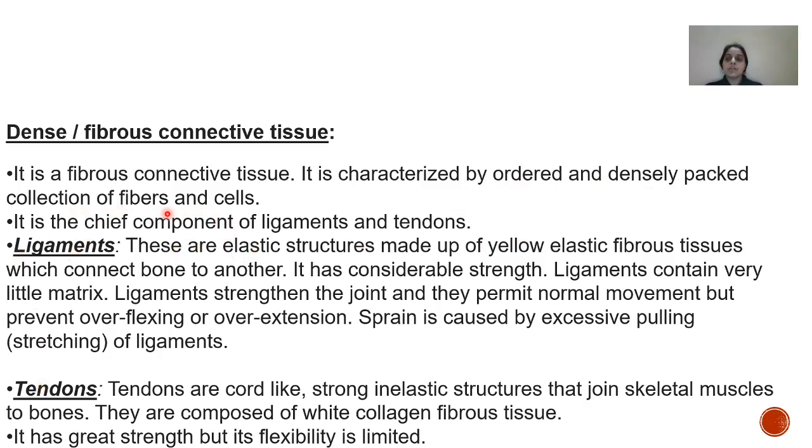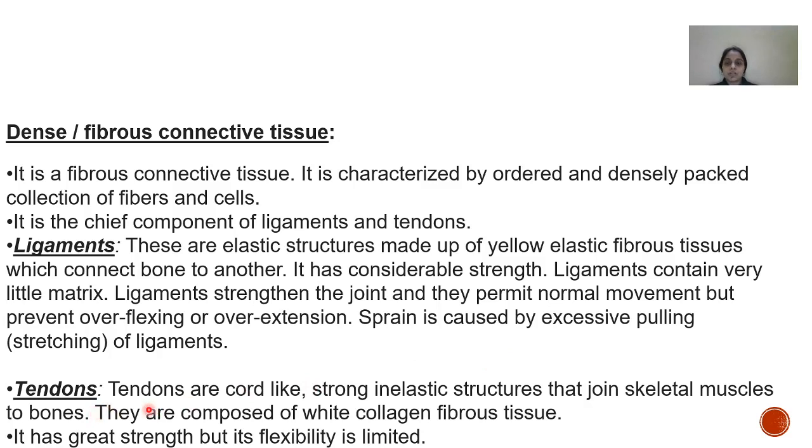Coming to ligaments. So these are elastic structures which are made up of yellow elastic fibrous tissue which connects bone to another bone. It has considerable strength. Ligaments contain a very little matrix. Ligaments strengthen the joints and they permit the normal movement, but they do prevent overflexing or overextension. The sprain is usually caused by excessive pulling or stretching of ligaments.